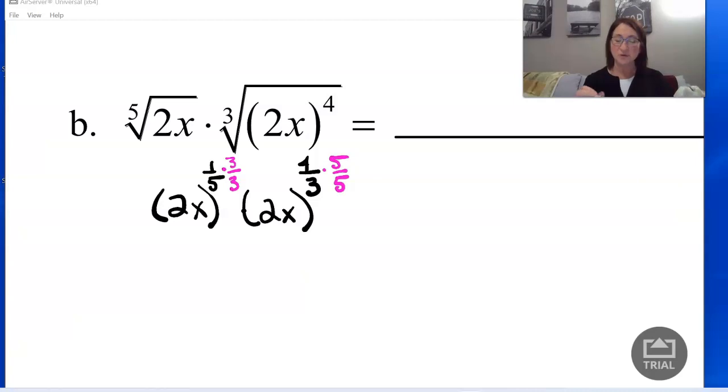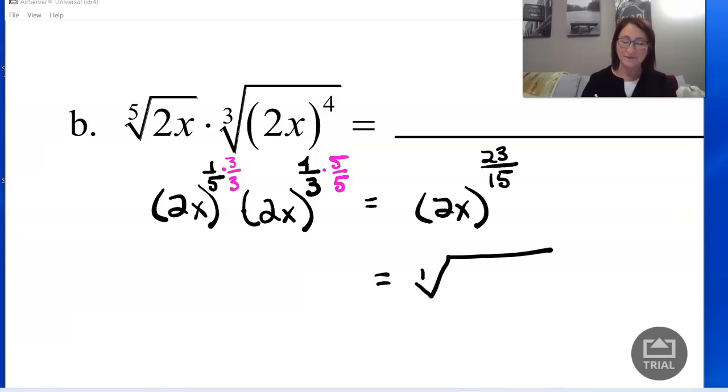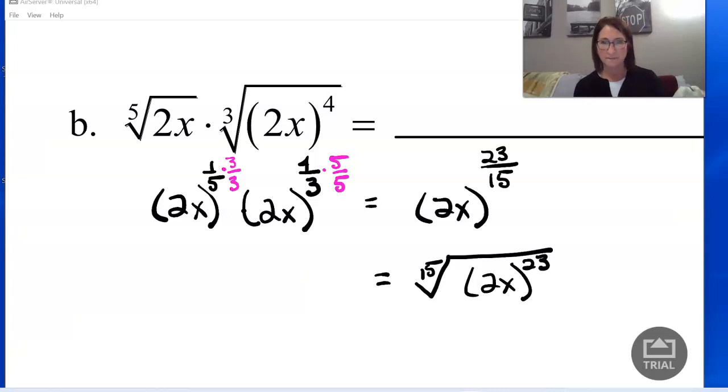And so this is going to give me my base of 2x. I'm going to add 3 plus 20 to get 23 for my numerator over that common denominator of 15. So now I can put this in radical form. So my index is 15. My radicand is 2x, and then the exponent, I'm going to believe right underneath that radical, is 23.